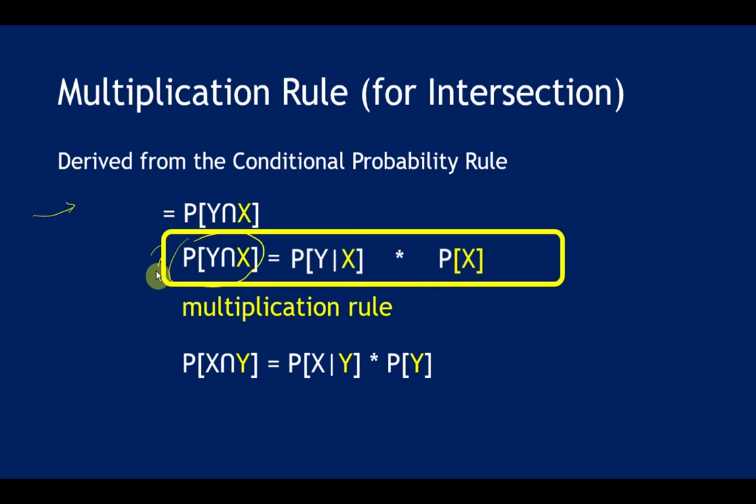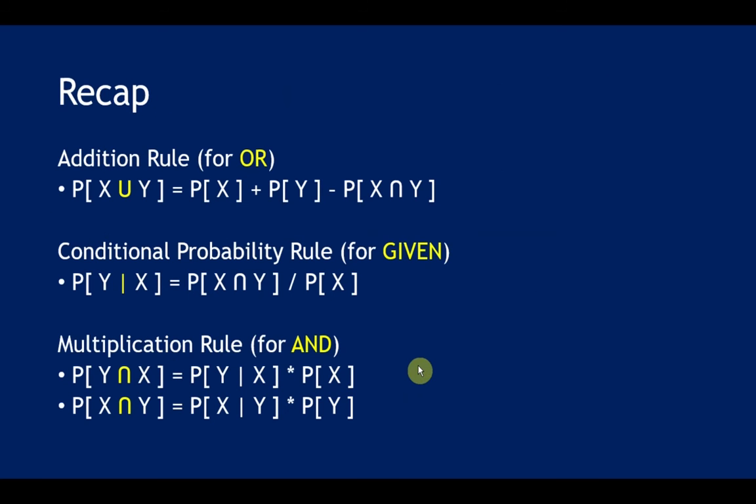This rule also works the other way around. You can also use the probability of x given y. And then in this case, the sample space is the y condition, so you will have to multiply it by the probability of y. So to recap, we've seen three rules: the addition rule, the conditional probability rule, and the multiplication rule that derives from the conditional probability rule.